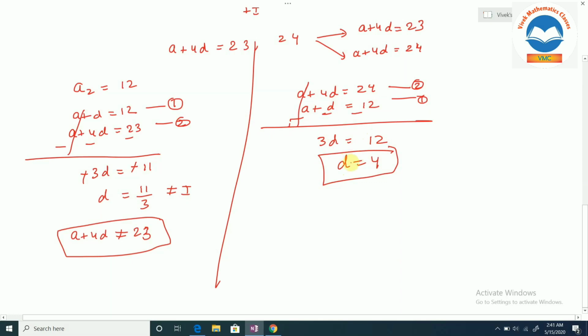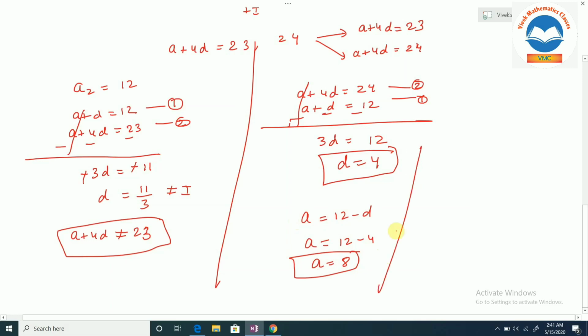So what will be the a value? Substitute anywhere. Let's say I will substitute in equation number 1. Then a will be equal to 12 minus d, which means 12 minus 4. A will be equal to 8. The a value we are getting is 8.